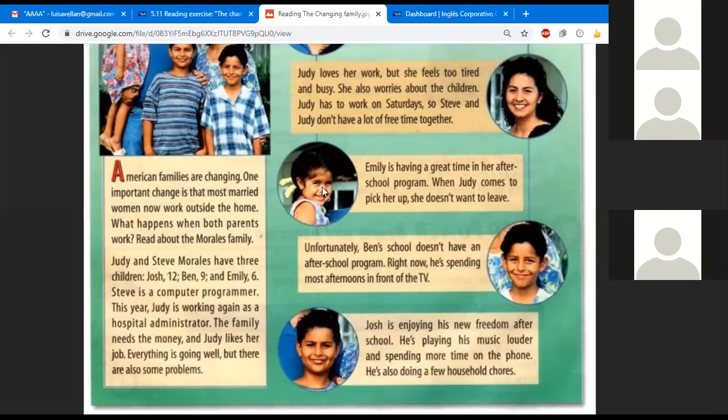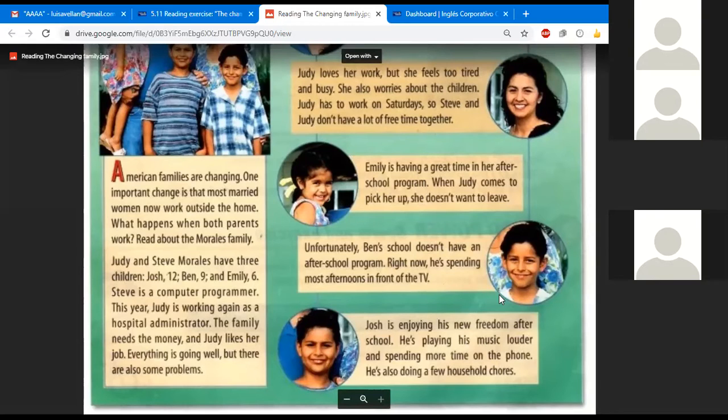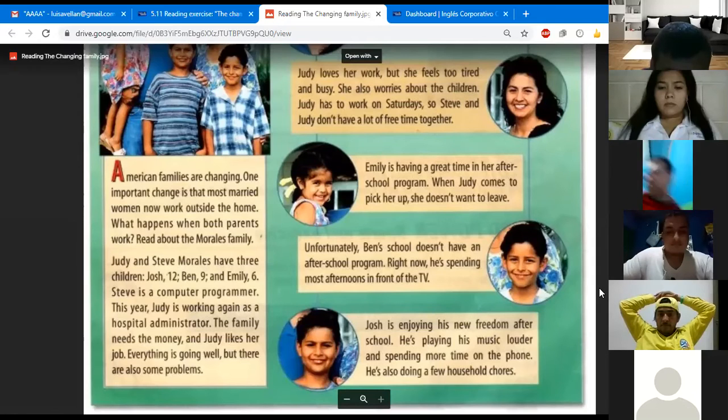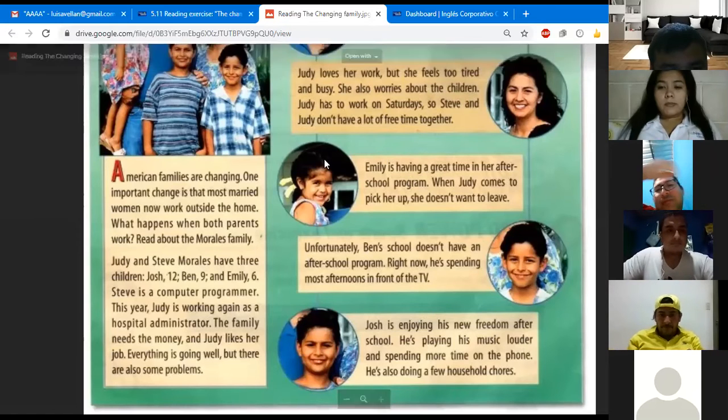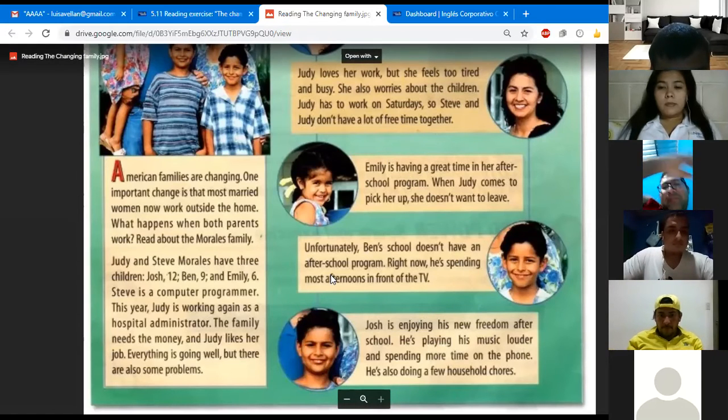So Emily is having a good time in the after school program. This boy doesn't have one, so he watches TV all the time, and the other one is playing music louder and spending time with the cell phone. So these are effects, right? Do you think it's similar in El Salvador? Manuel, Alberto, do you think these three cases are similar in El Salvador?